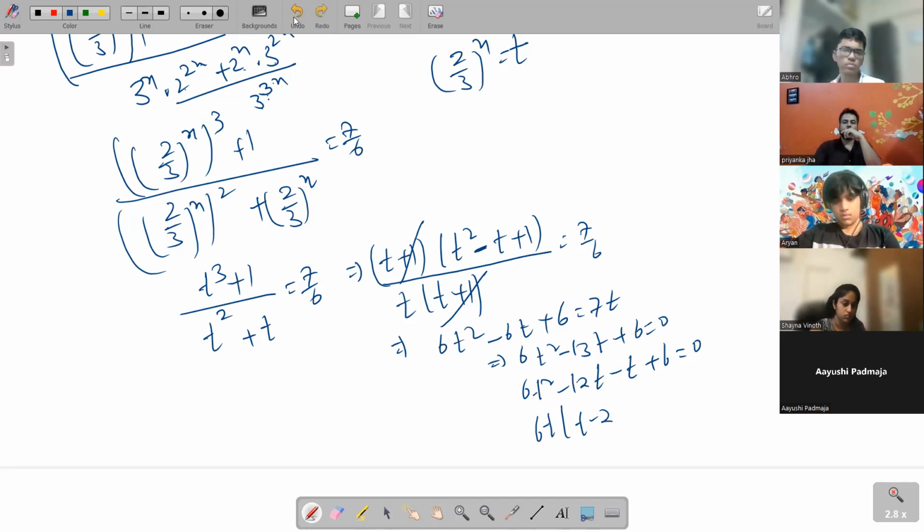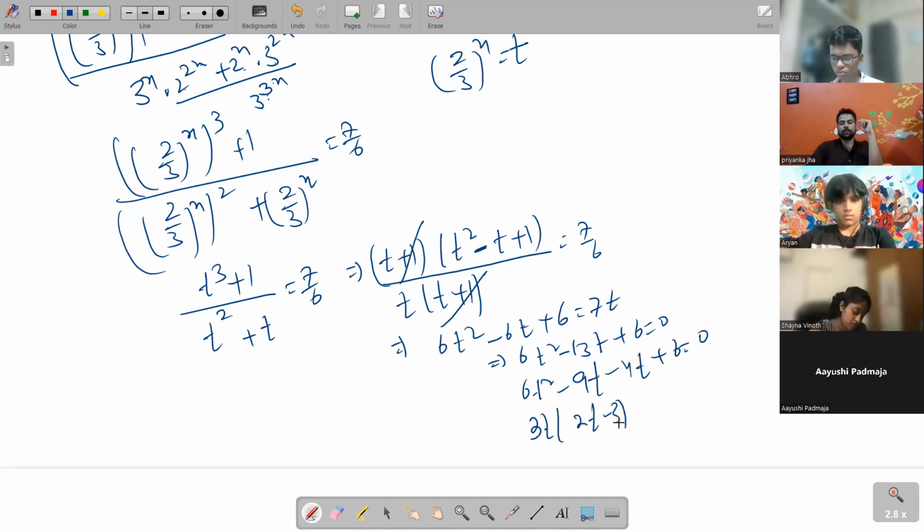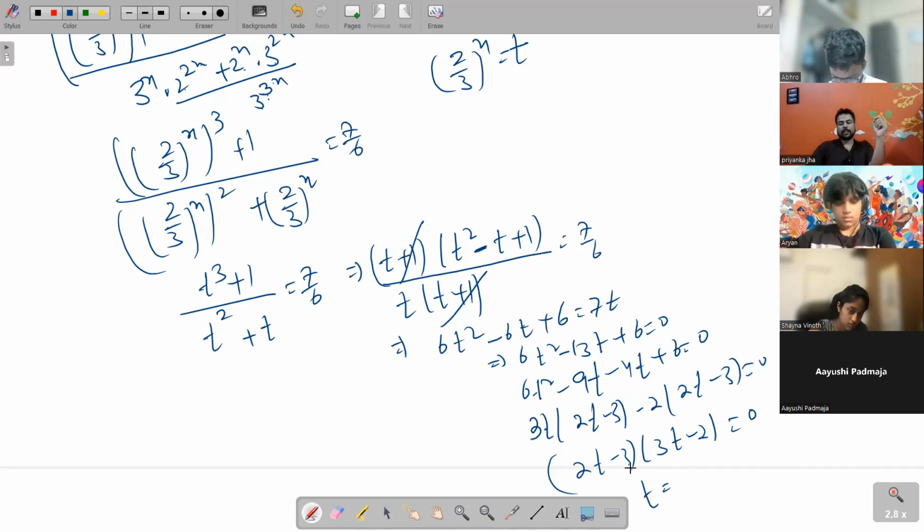No, it will not do. Wait. 9t square minus 4t plus 6 equal to 0. So 3t out, 2t minus 3, 2 out, 2t minus 3 equal to 0. So 2t minus 3 and 3t minus 2 equal to 0. So t is either 3 by 2 or 2 by 3.